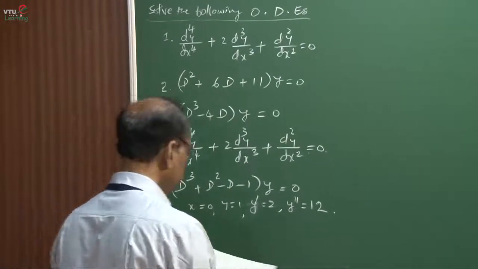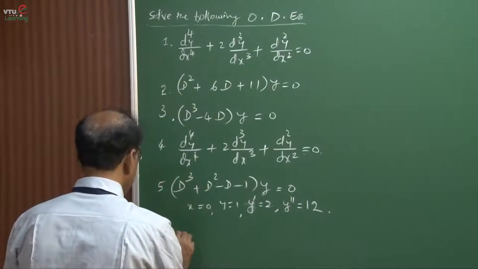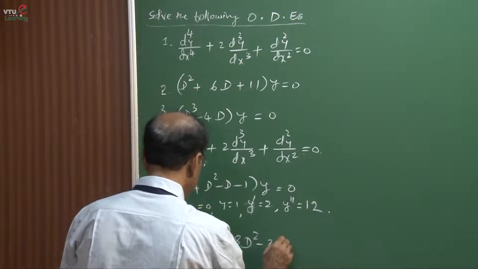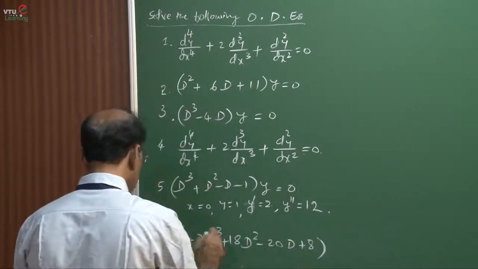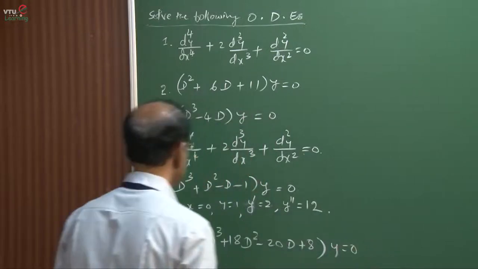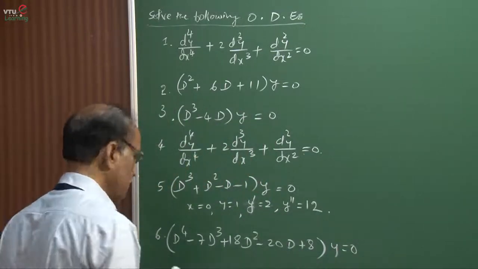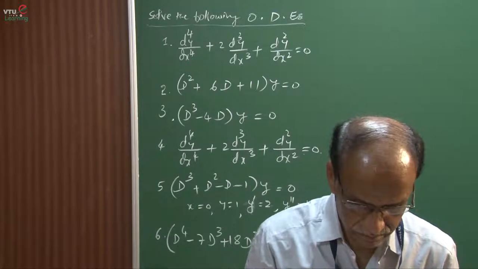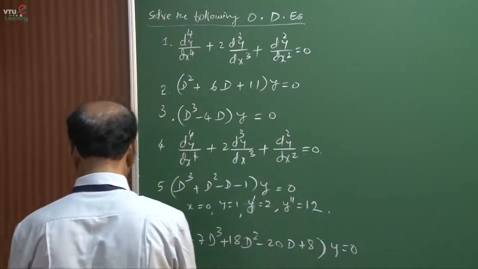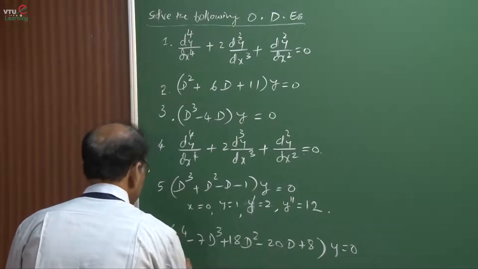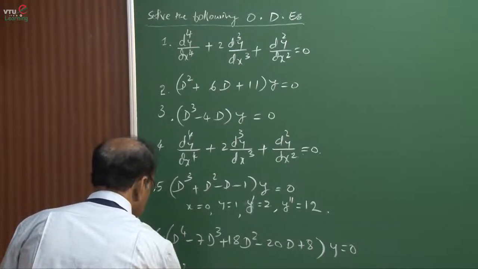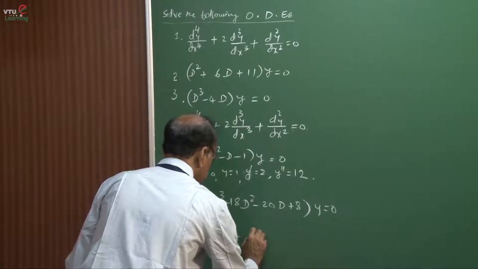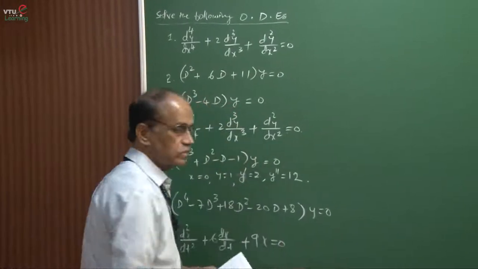Next example, d to the power of 4 minus 7 d cube plus 18 d square minus 20 d plus 8 operating on y equal to 0. Then 7, that is d square x divided by dt square plus 6 dx by dt plus 9x equal to 0.